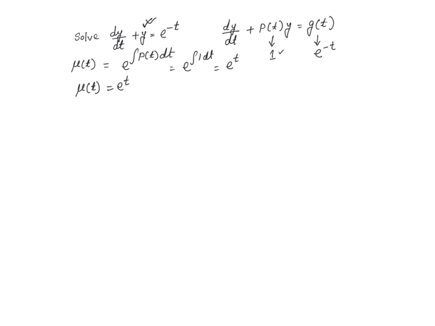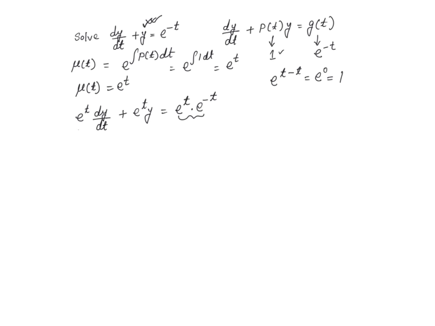Now I'm going to multiply both sides of this equation by the integrating factor, which is e to the power t. So if I multiply both sides by e to the power t, I get e to the power t dy over dt plus e to the power t y is equal to e to the power t times e to the power negative t. Now the right hand side becomes 1, right? It is e to the power t minus t, which is e to the power 0, that is 1.